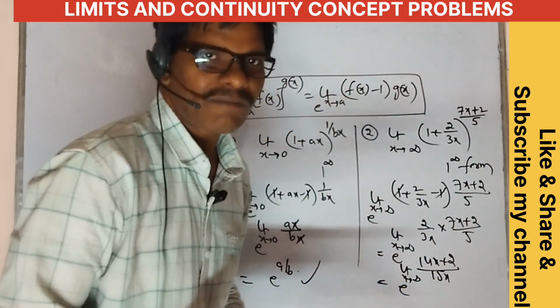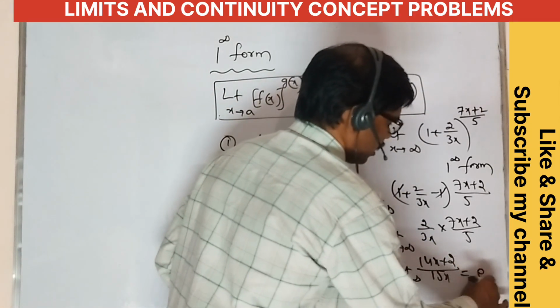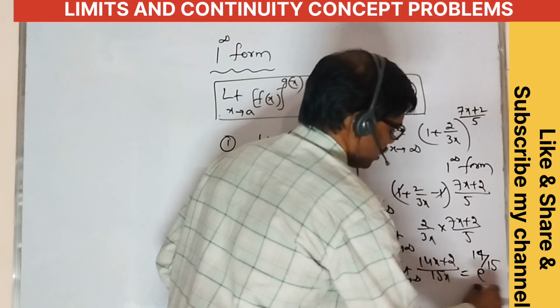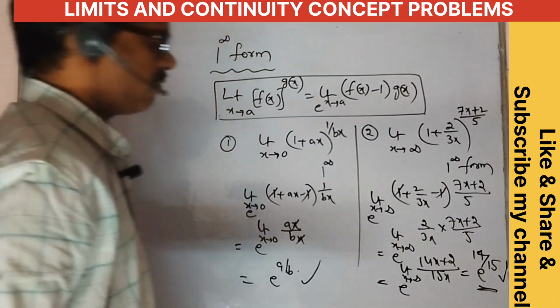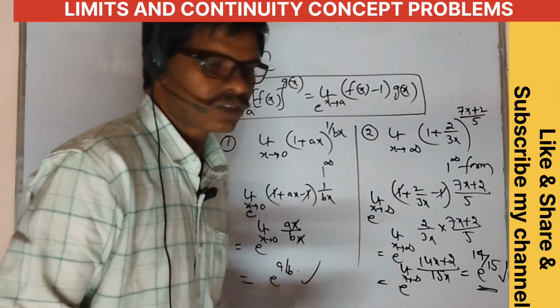What is the coefficient of x upside and downside? It equals 14 by 15. What is the answer? e power 14 by 15 is our answer. This is the x tends to infinity model.